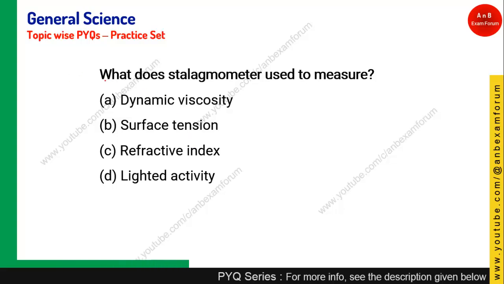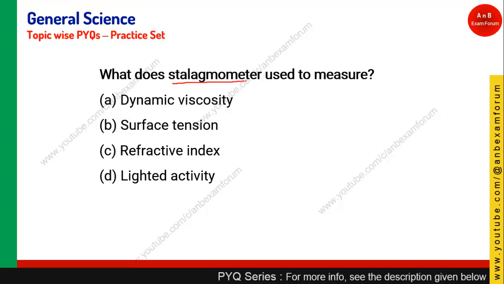A very different one, a very uncommon one in fact. What is stalagmometer used to measure? Dynamic viscosity, surface tension, refractive index, light activity. The answer for this question, stalagmometer, it is surface tension. These are the other ones, so I'm marking it as important. So surface tension is measured by stalagmometer.